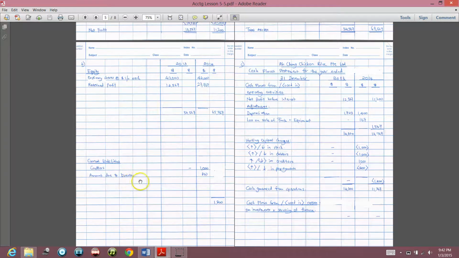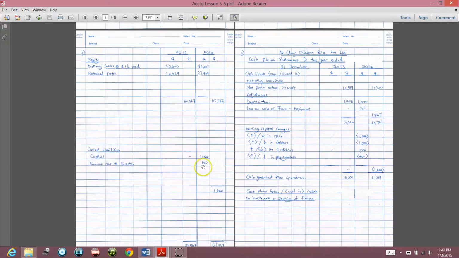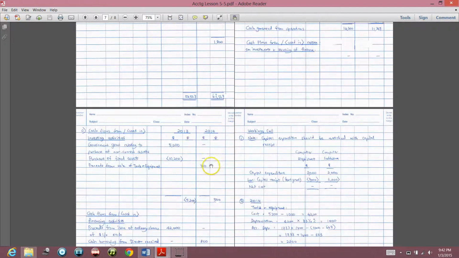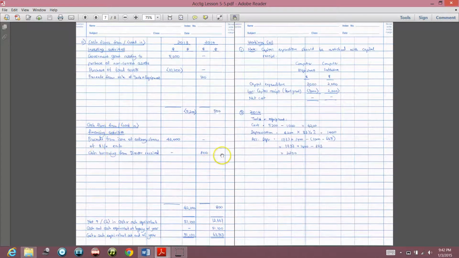That is because amount due to director, I think, is something like the director actually using his own money to finance the company. So this one, amount due to director, I don't deal with it under operating activities, I deal with it under financing activities, because the director is using his own money to temporarily finance the company. Okay, so cash borrowing from director received, I put under financing activities.